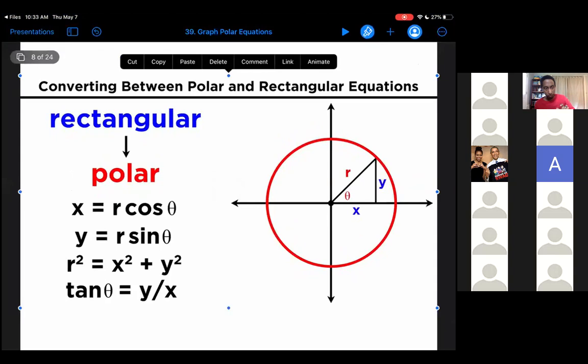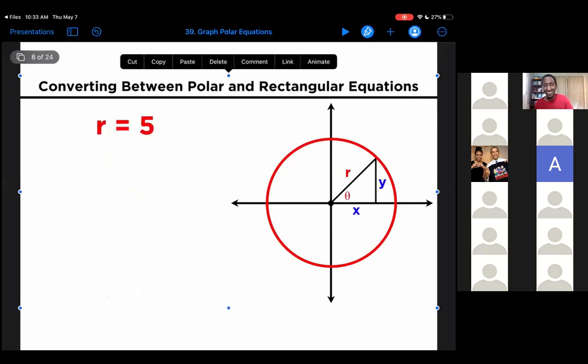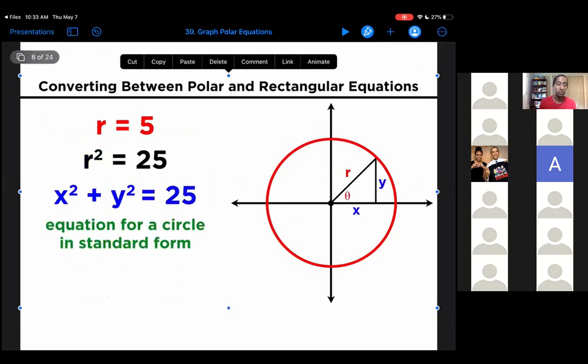Rather than in rectangular coordinates. Take the graph of r equals 5. This is a circle with a radius of 5. To convert into rectangular coordinates, we could square both sides and then change r squared into x squared plus y squared. This should look familiar, as it is the form for the equation of a circle that we already learned.